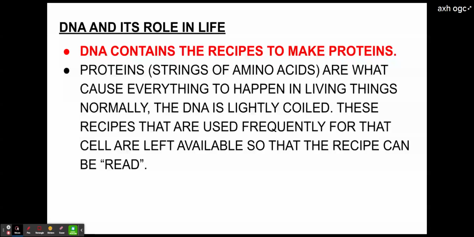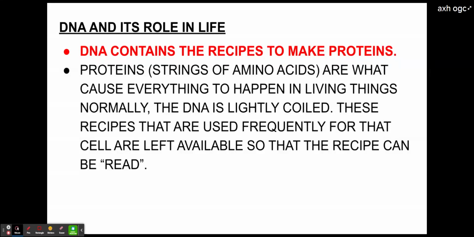And you hopefully remember that proteins, which are a polymer, are made up of the monomer amino acids. Remember, each amino acid is different because of its R side chain. And those proteins are what cause everything to happen in living cells. So proteins do pretty much everything. They're part of the structure. Enzymes are proteins, and they complete most of the chemical reactions in cells.